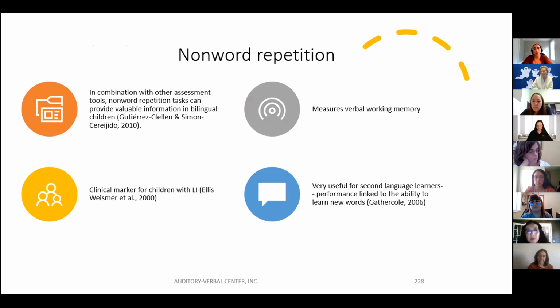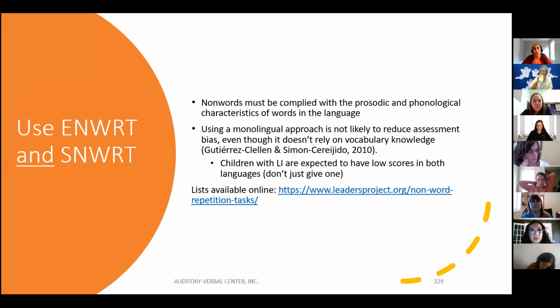And it's really useful for bilingual children because it looks at the child's ability to learn new words. And as you may or may not know, there actually is a Spanish version that is available, and it's free. There's a link here, although I don't think you can click the link, but I'll put it in the chat. And we know that we can't just take a non-word list in English and use it with a Spanish-speaking child, because the words have to be compiled with the prosodic and phonological characteristics of the word in that language.